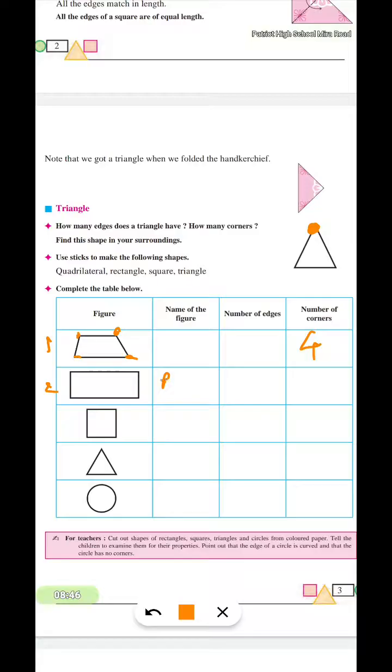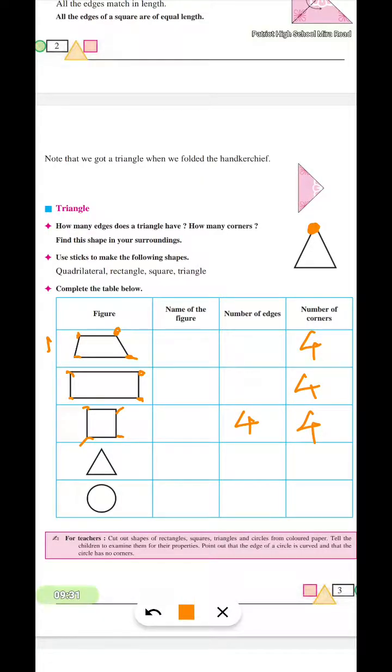You can write over here, rectangle. How many edges are there? 1, 2, 3 and 4. 4 edges. Corners. So how many corners does it have? 1, 2, 3 and 4. 4 corners. Square. This is a square. You can write a square here. Then number of edges, it has got 4 edges. 1, 2, 3, 4. Number of corners, 1, 2, 3, 4. 4 corners as well.